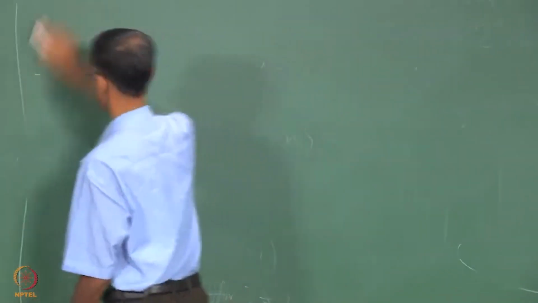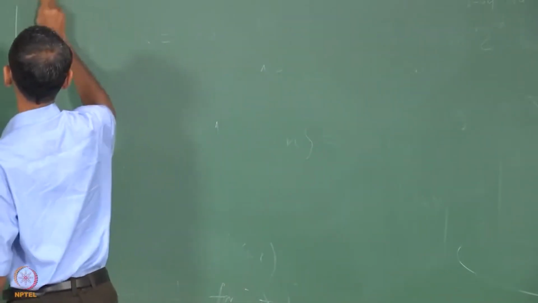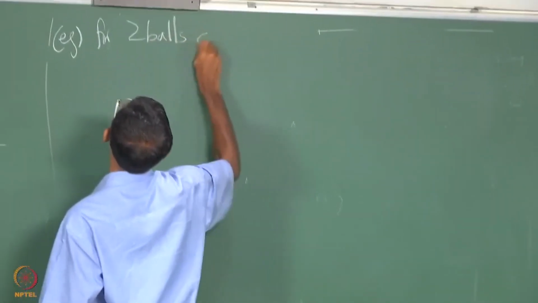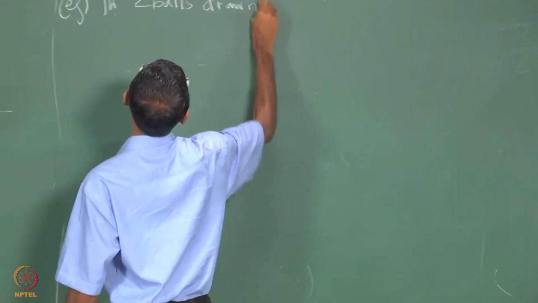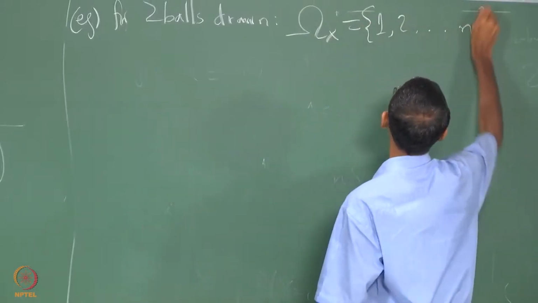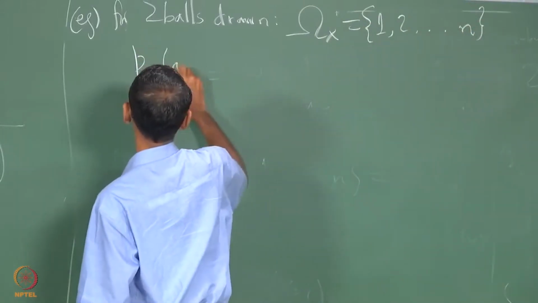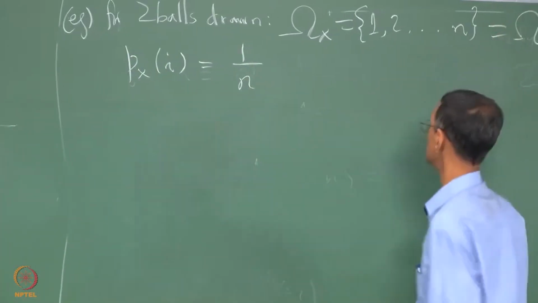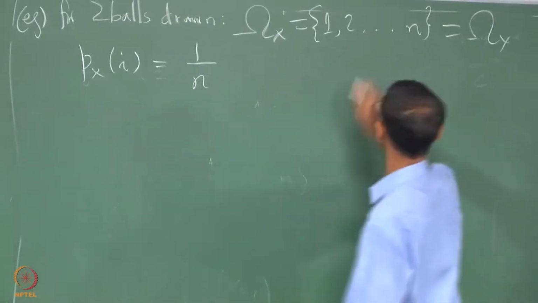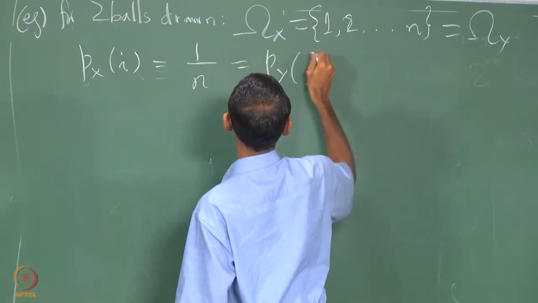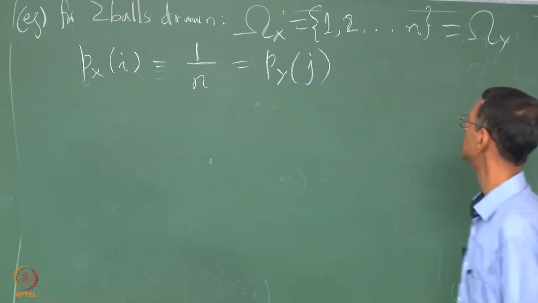So if I want to say this clearly, e.g. for 2 balls drawn, omega x is 1, 2 up to n, and Px of i equal to 1 by n, that is equal to omega y. I've already written it here, but I write it again, this is equal to Py of j, if you want.